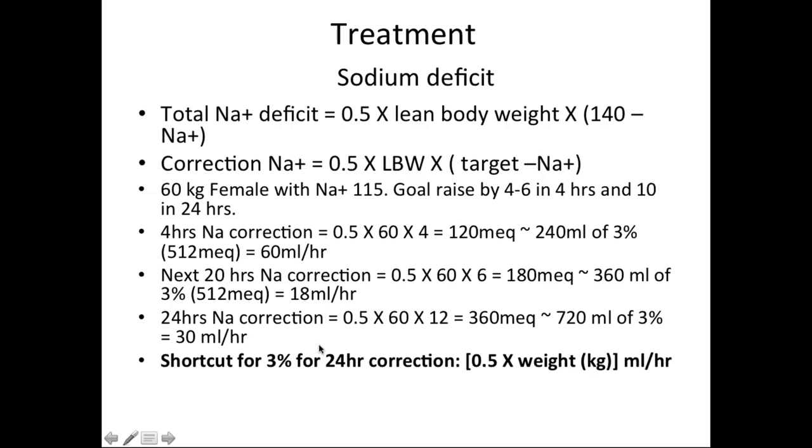So if someone wants to just use a quick calculation as a shortcut for 3%, for a 24 hour correction, it's actually 0.5 into weight, and that you give as ml per hour. So for a 60 kg person, it's going to be about 30 ml per hour.